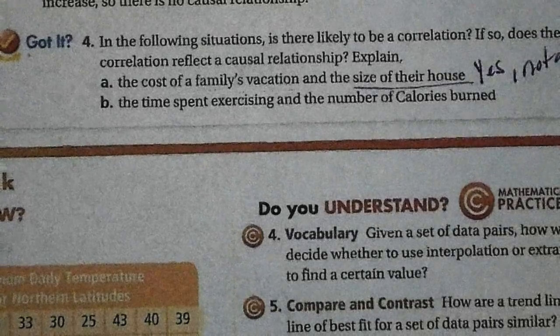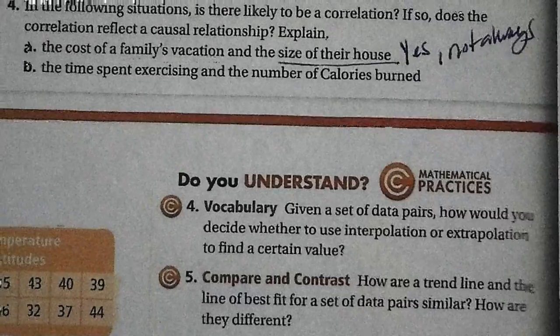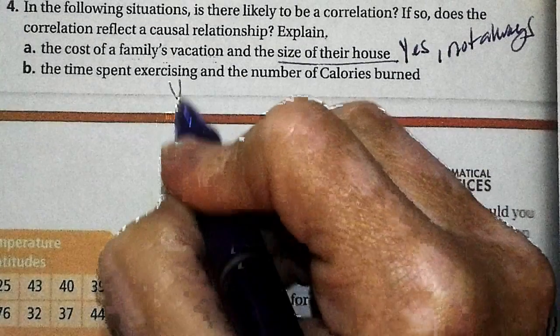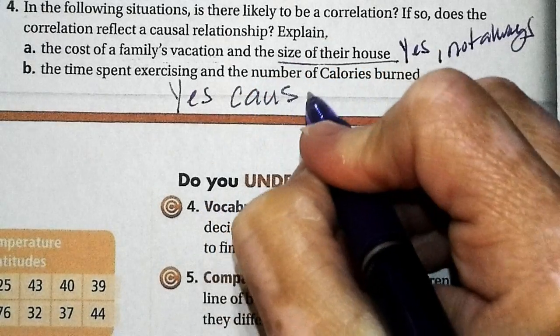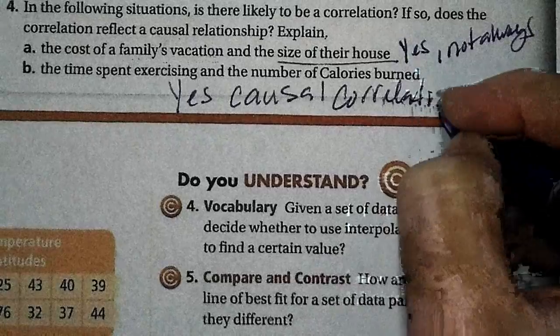Okay? All right, and then the next one says the time spent exercising and the number of calories burned. Definitely, there is that causal correlation. All right, that is it.